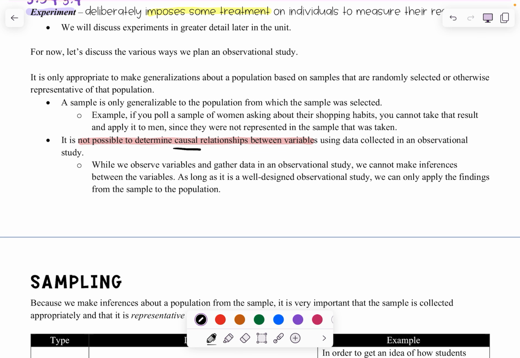Now, the other thing that I mentioned a little bit earlier was the fact that a sample is only generalized to the population from which it was selected. Basically, if I want to talk about all high school students in the United States, I need to be sampling from all high school students in the United States. If I only sample from Richardson High School and only sample my AP Stats students, I can only say these results are valid for my AP Stats students at Richardson High School. So don't expand your population of interest if you're not technically sampling from them.